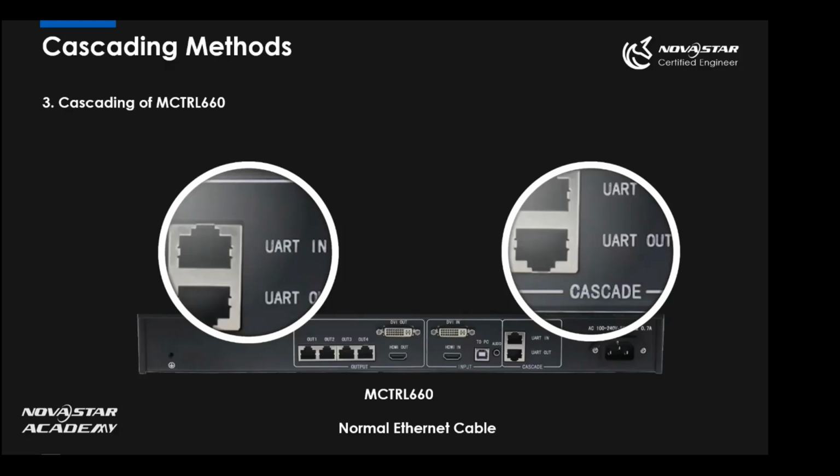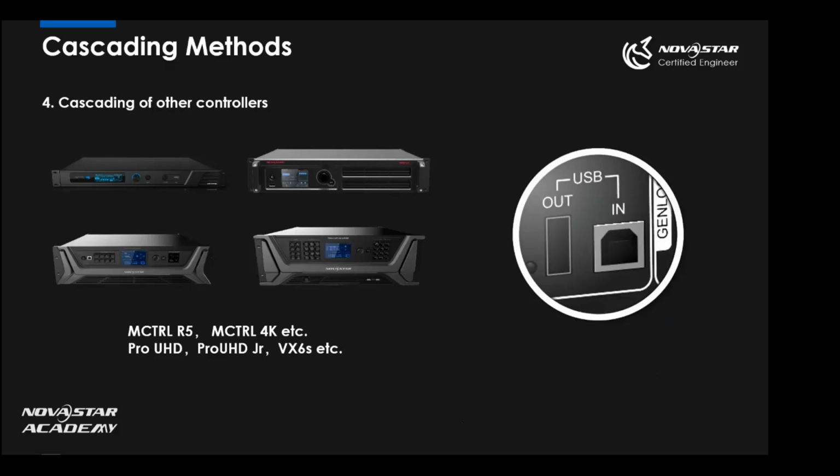The final one is controllers like M Control R5, M Control 4K, and the all-in-one controllers Pro UHD, Pro UHD Junior, VX4S, VX6S. We start to use the USB cable to do the cascading because sometimes the Ethernet cable is easy to be found, but it's also easy to be broken. So we choose the USB cable to do the cascading. As we can see, it also has a USB in and USB out.